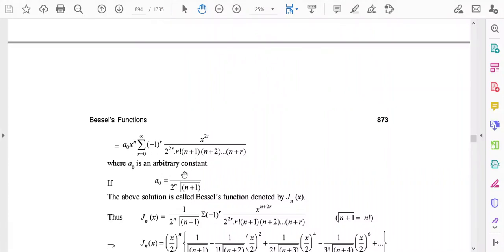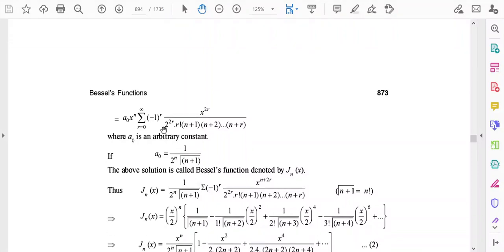Here a0 is an arbitrary constant, and if we put a0 equal to 1 divided by 2 to the power n gamma n plus 1, then the above solution is called Bessel's function, denoted by Jn(x). So Bessel's function is denoted as Jn(x).